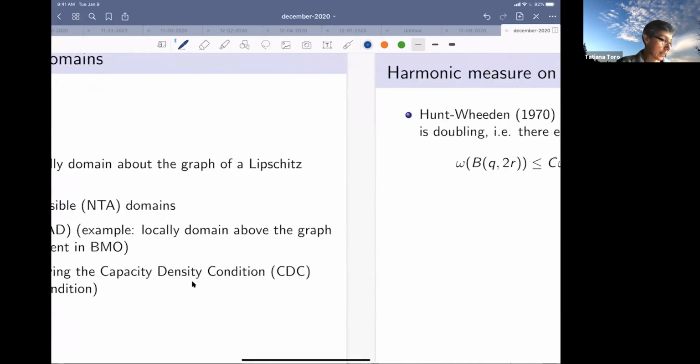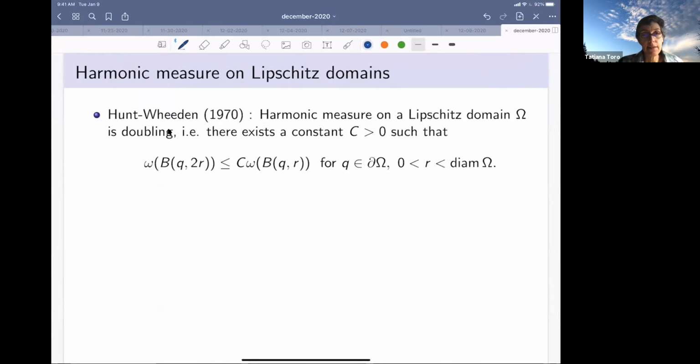Okay, so where did this start? In 1970, Hunt and Wheeden proved the following result. They were looking at harmonic measure on Lipschitz domains, and they proved that on a Lipschitz domain, the harmonic measure is doubling. That means there exists a constant such that you can always bound the harmonic measure of the ball of radius 2r and center q in the boundary by the measure of the ball with the same center and radius simply r.